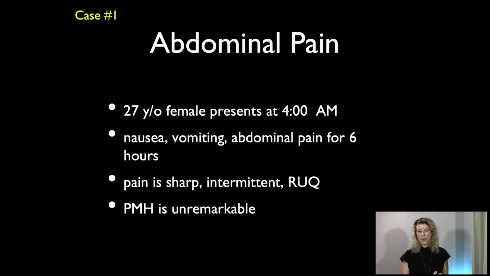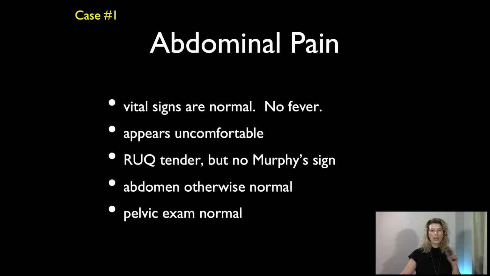So let's run through some cases really fast. A 27-year-old female presents at 4 a.m. She's got nausea, vomiting, and abdominal pain. It's been going on for a few hours. The pain is sharp and intermittent, past history unremarkable. Everything about her is normal except her right upper quadrant exam, right? She's got some tenderness there.